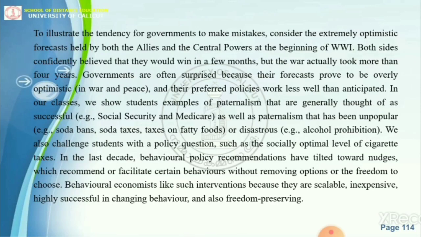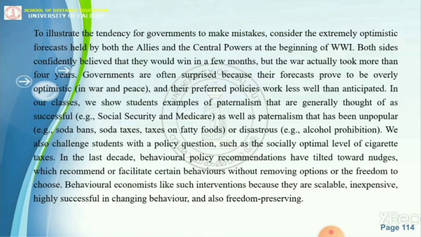So, to illustrate the tendency for governments to make mistakes, consider the extremely optimistic forecast held by both the Allies and the Central Powers at the beginning of WWI. Both sides confidently believed that they would win in a few months, but the war actually took more than 4 years. Governments are often surprised because their forecasts prove to be overly optimistic, in either war or peace, and their preferred policies work less well than anticipated.